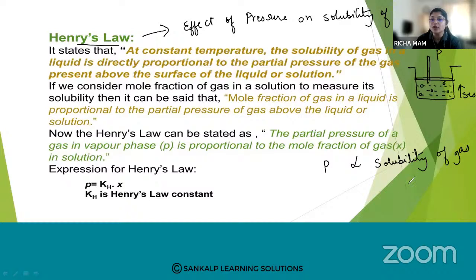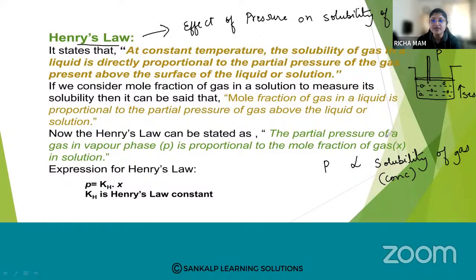So here solubility is nothing but concentration. Now, what do you mean by solubility? As we have already discussed, solubility is the amount of solute which is dissolved in a given liquid. We know now what solubility is. It is the amount of substance, the amount of solute, which is dissolved in the given liquid.